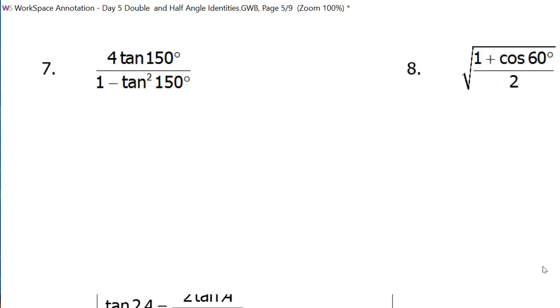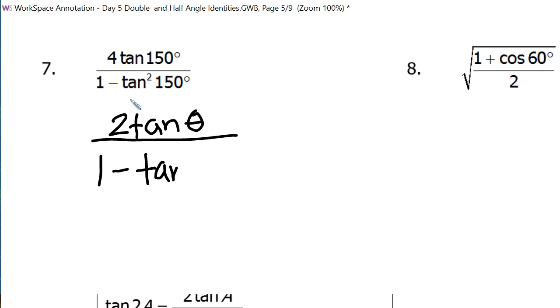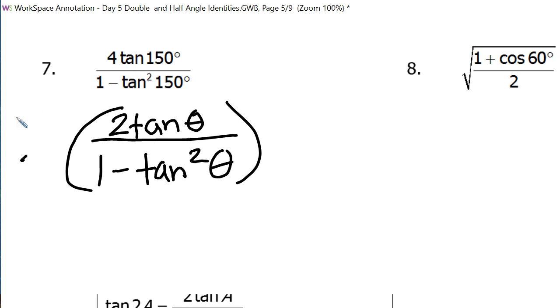And the next one, I see the word tangent. And the tangent formula is 2 tangent theta over 1 minus tangent squared of theta. But does that formula match this one? No, this formula was multiplied by what? 2. So this would be 2 times the tangent of 2 theta.